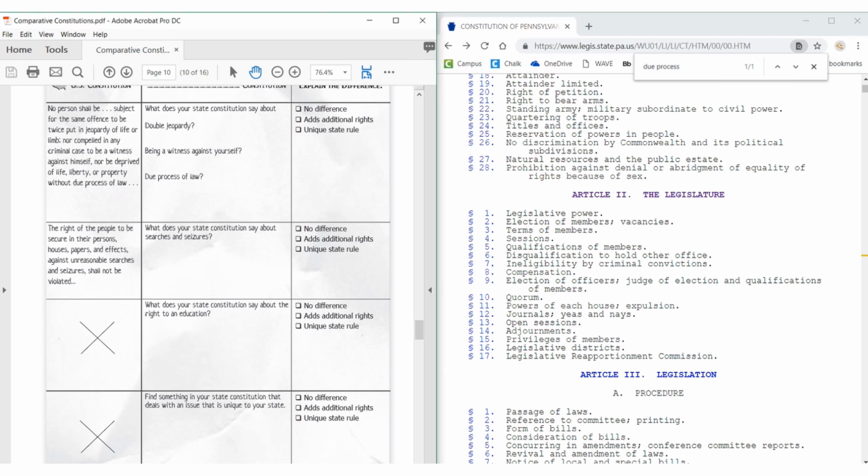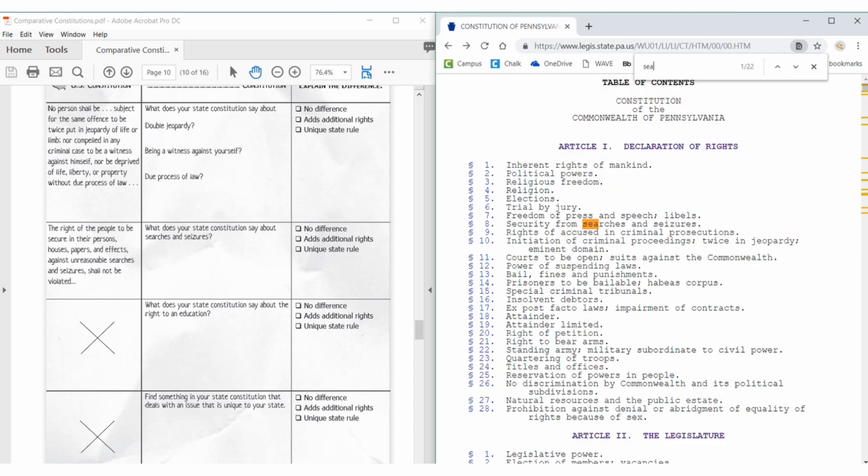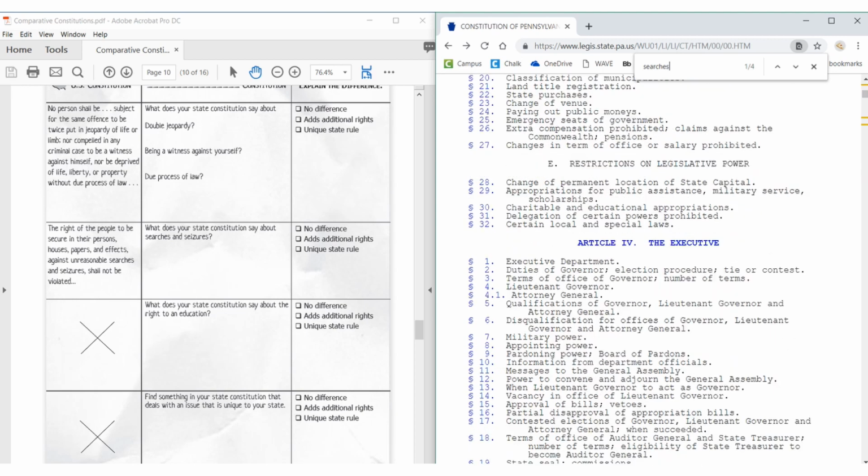The right of the people to be secure. So let's search for seizures. What does your state constitution say about searches? So I'll see searches. So right here, security from searches and seizures, that will be number 8.